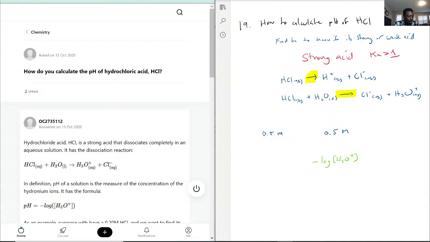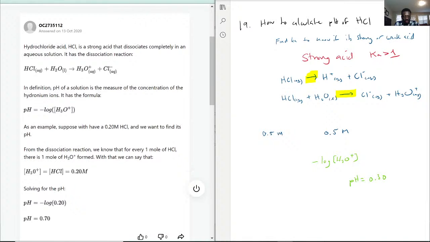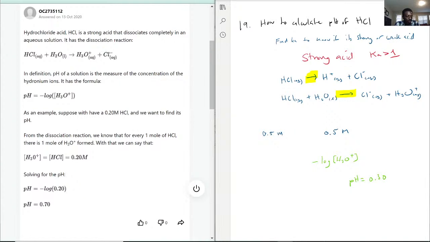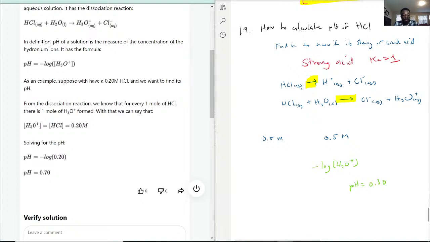And in this example, the pH of that HCl, negative log of 0.5, the pH would be all the way down at 0.30, which makes sense because hydrochloric acid is a strong acid, so it's really close to 0. And in this case they used 0.2, and when you do the same thing, negative log of 0.2, it rounds up to 0.7. So exactly, strong acids, it's just a 1-to-1 conversion as they showed here. Okay, for every 1 mole of HCl, there's 1 mole of H3O plus formed.